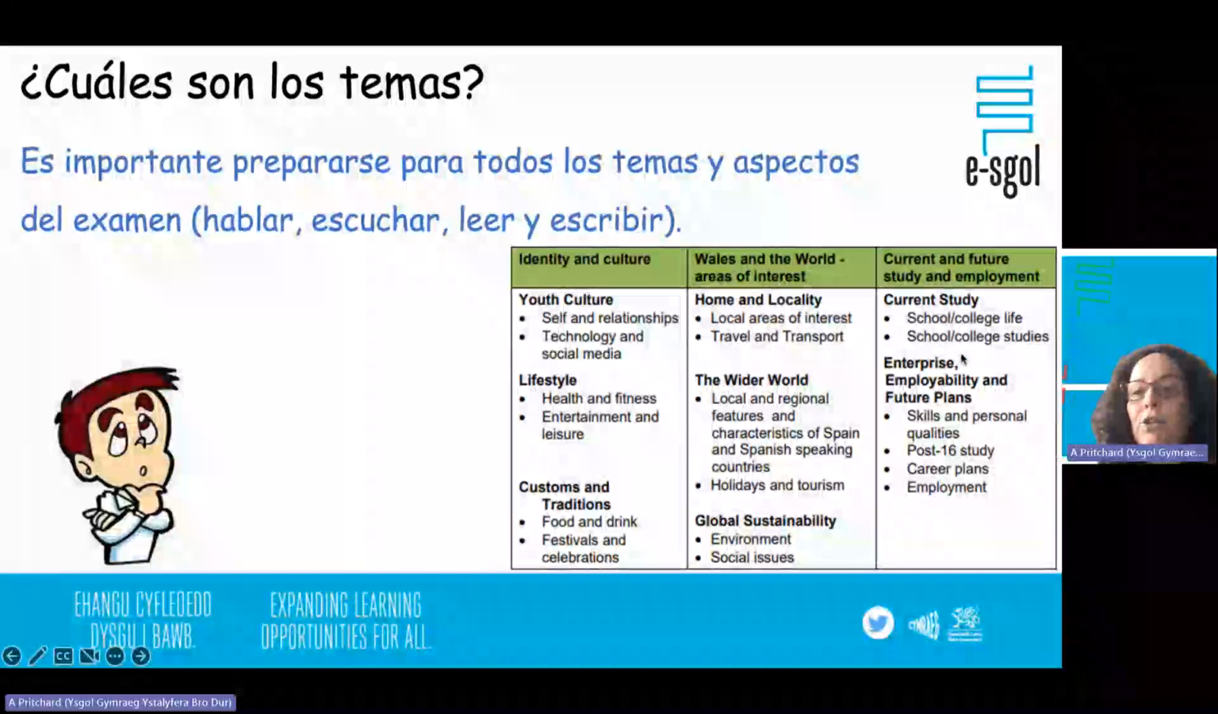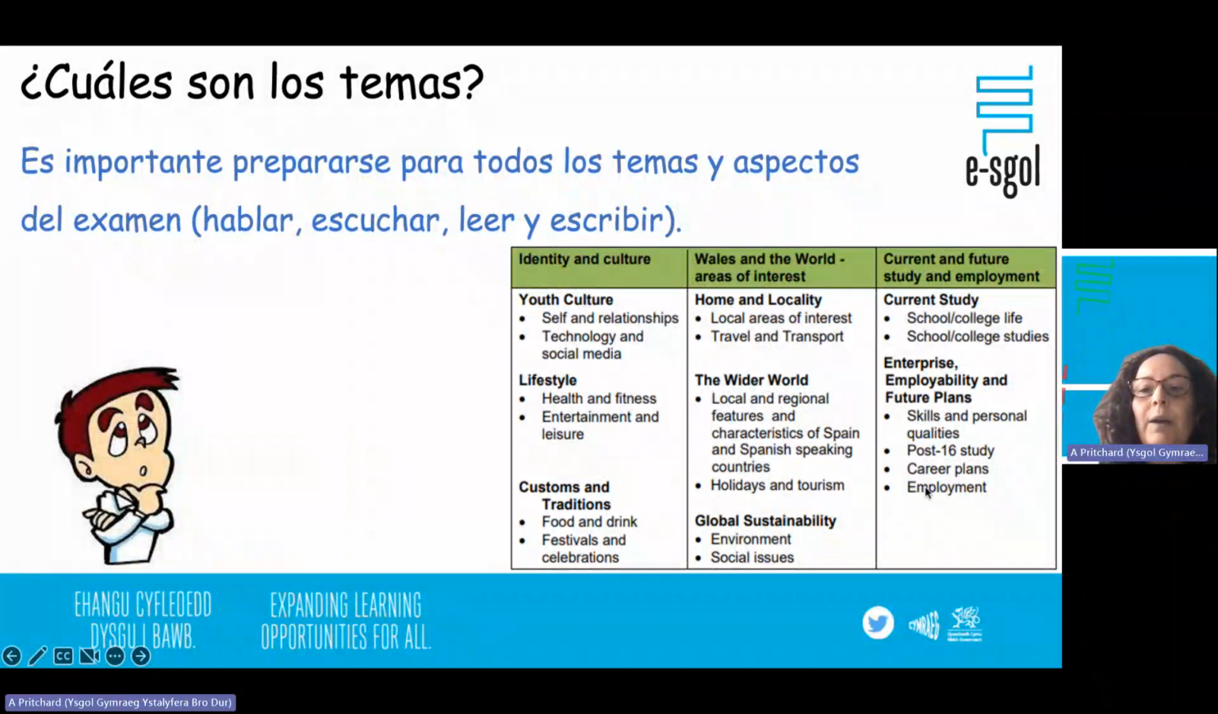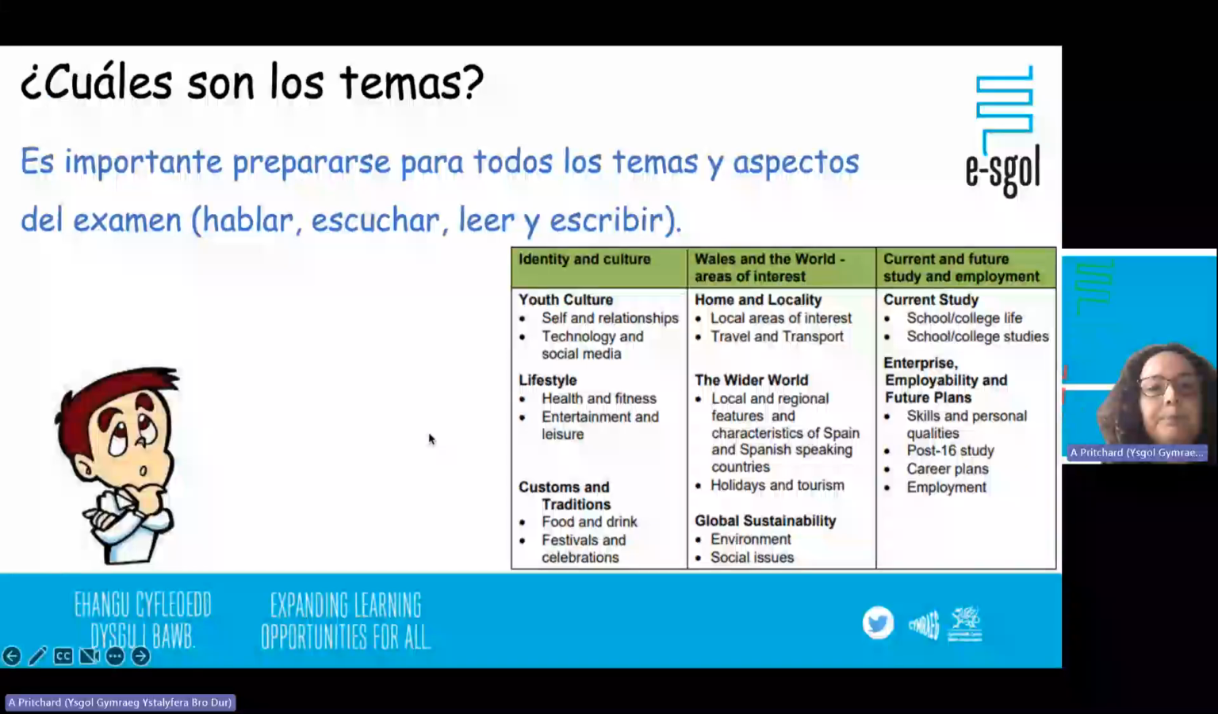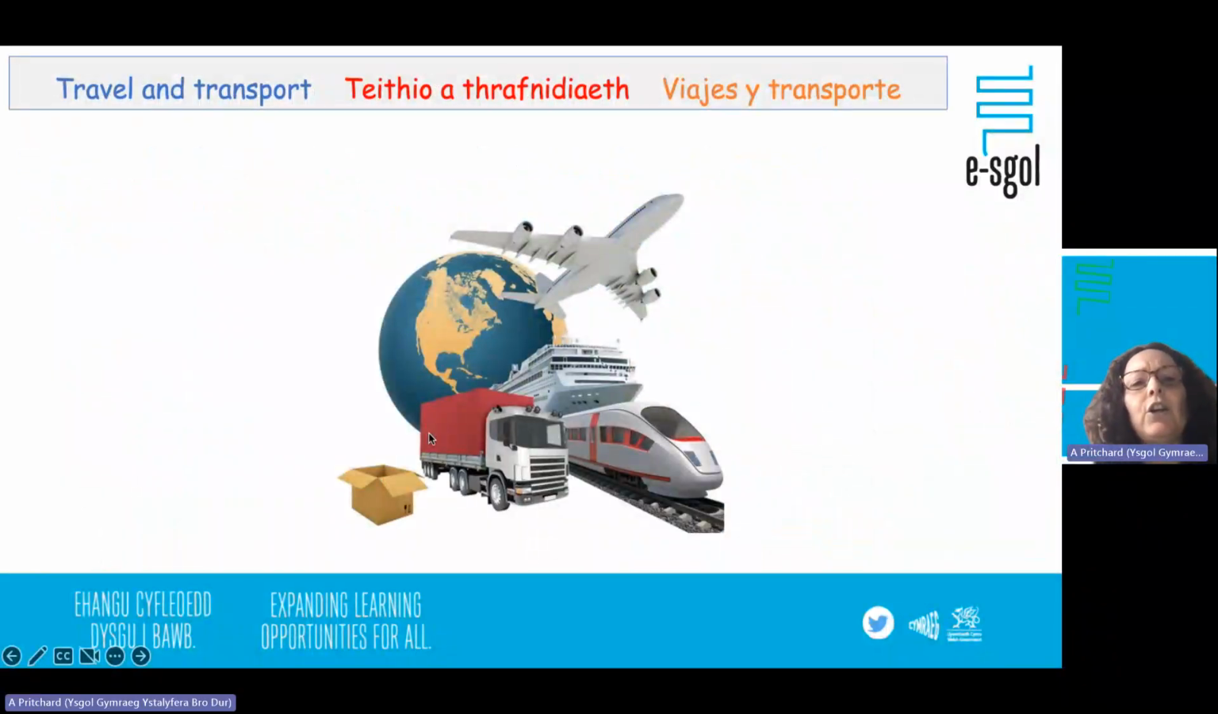School life, how do you get to school? Your future, where would you like to work in the future maybe, and how would you travel to work? We have things like entertainment and leisure, so maybe traveling could be a hobby or something you enjoy, and so on. Okay, so when you've learned one theme, just remember that all of the themes link together and support one another.